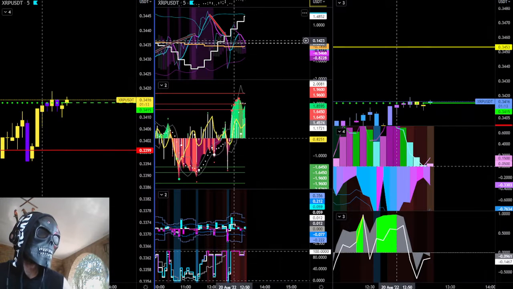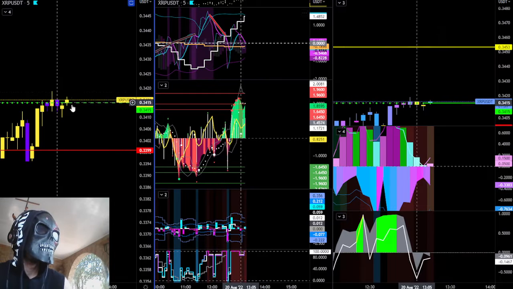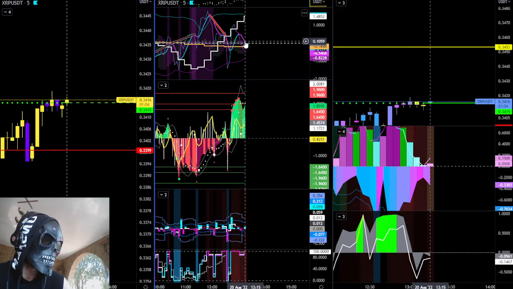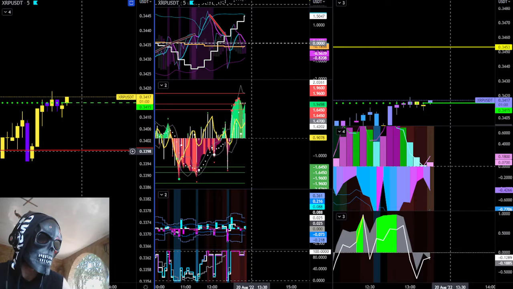As I say, here we go, our 5 minute helping out 15 minute, which is helping out 90 minute. If we close above this line over here, it will help defend the mean reversion to the downside that is happening. If we close below this line over here, expect this at 393.